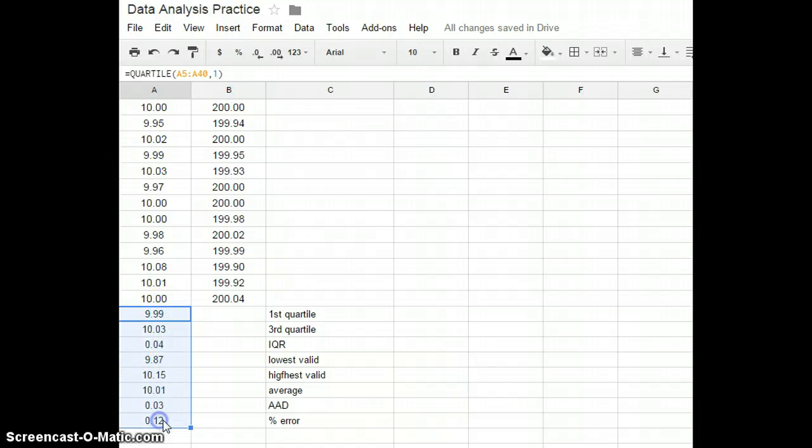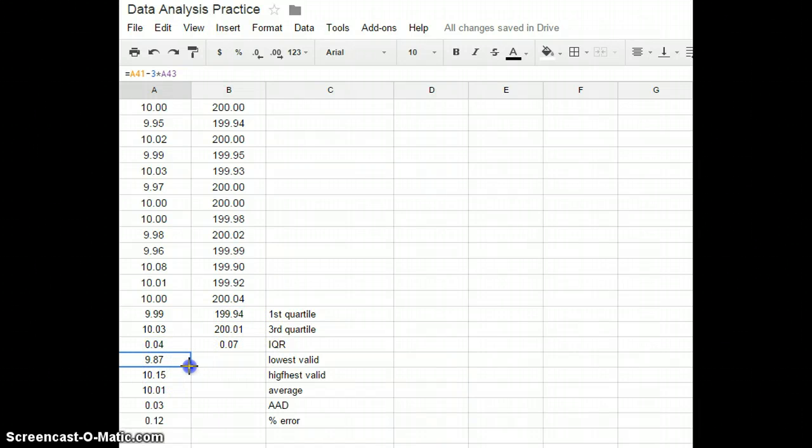The corresponding calculations will be the same for column B if there are no outliers. But first we need to determine whether there are outliers. So we can just click the bottom right corner of the highlighted box and click and drag to copy the formula. So the first quartile for the second column data is 199.94. The third quartile is 200.01.